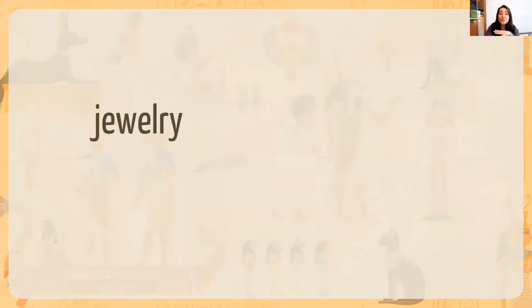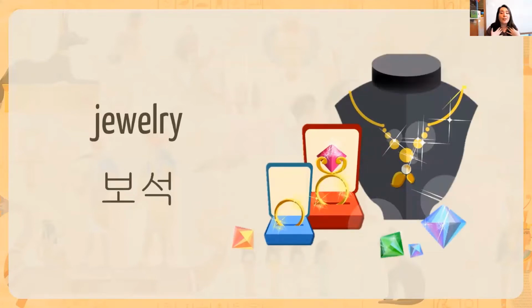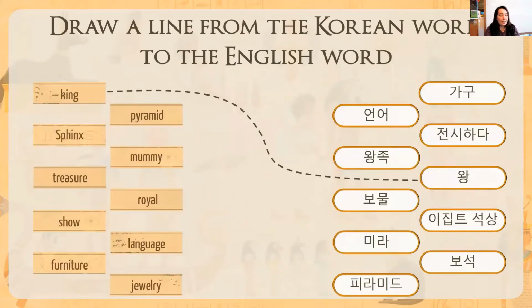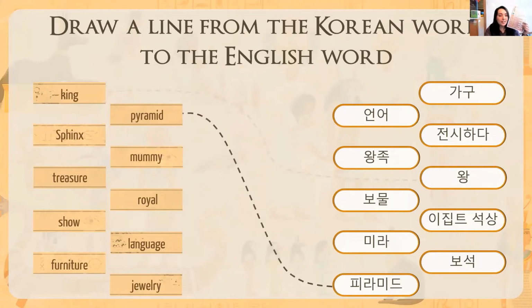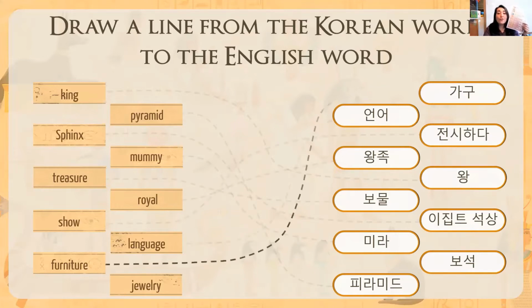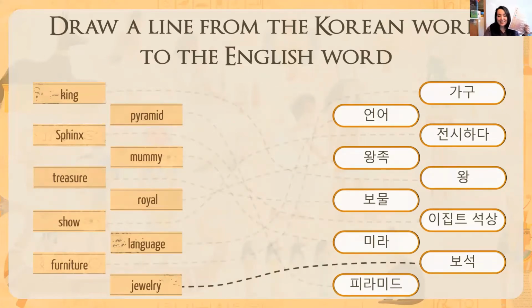Connect. Jewelry, like necklaces, rings, bracelets. Remember, let's double check. Let's make sure we are all connecting. Pyramid, Sphinx, mummy, treasure, royal, show, language, furniture, jewelry. Good job, guys, very nice.